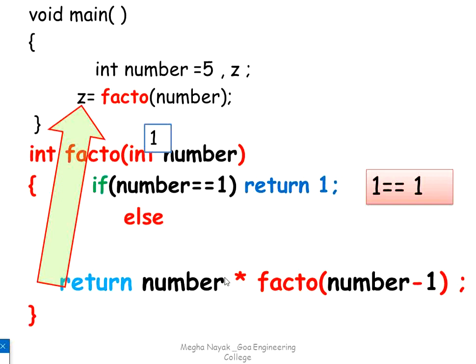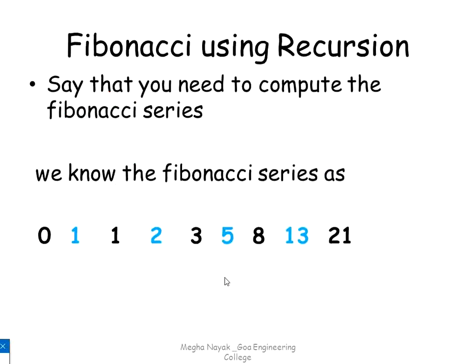Now let's see how you implement recursion for Fibonacci. So we know that the Fibonacci series is 0, 1, 1, 2, 3, 5, 8, ... That is, the third number is the result of addition of the previous two, and then the next number is a result of the addition of the previous two. So 3 is a result of addition of 2 plus 1, 5 is a result of addition of 3 plus 2, so on, so forth. Now you need to compute the Fibonacci series using recursion.